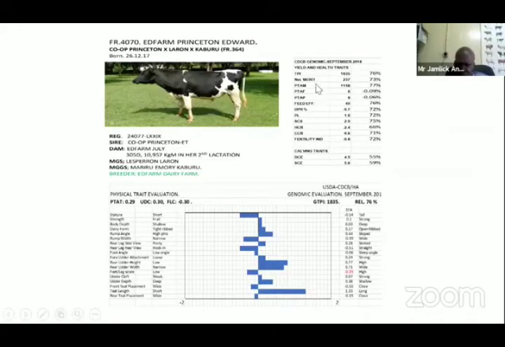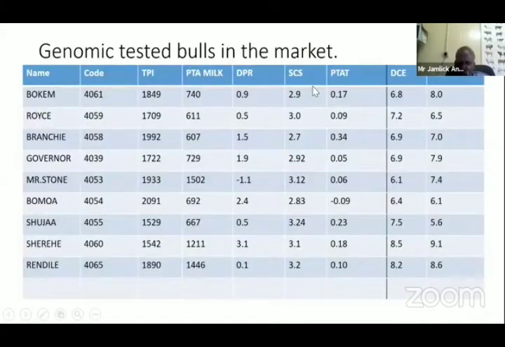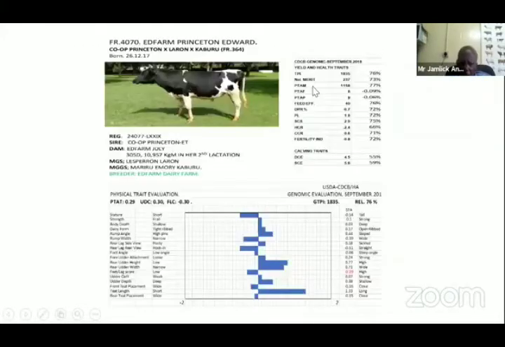Then the net merit, this is 237 pounds, I mean dollars. What does this one tell us? This bull to a US farmer is very valuable because it will produce daughters which are trophy and are worth that amount of money. So it means it will produce daughters which are very useful to the farmers out there.